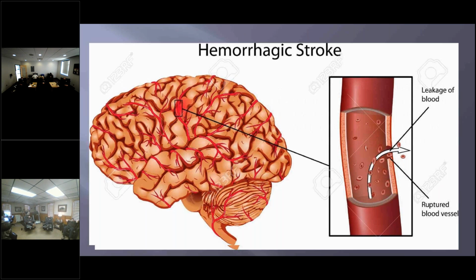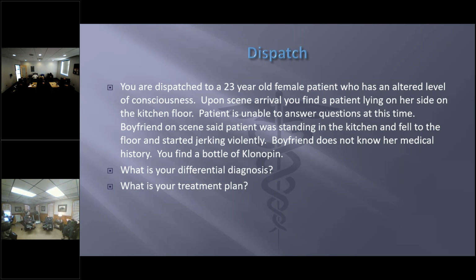We are dispatched to a 23-year-old female patient, altered level of consciousness. Upon scene arrival, you find a patient lying on her side on the kitchen floor. Patient is unable to answer questions at this time. Boyfriend on scene said patient was standing in the kitchen, fell to the floor, and started jerking violently. Boyfriend does not know her medical history, but you do find a bottle of Klonopin.